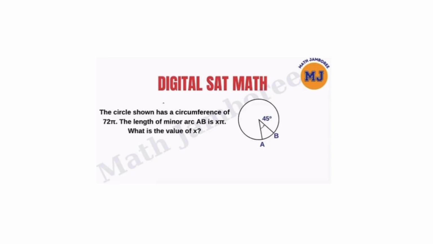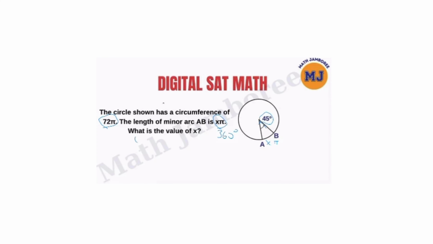So the information we got in this case is 72 pi and x pi in the question already. And then there's 45 degrees shown. This is x pi over here. And then the whole circle is 360 degrees. That's what we know. Now we're gonna create an equation about this.